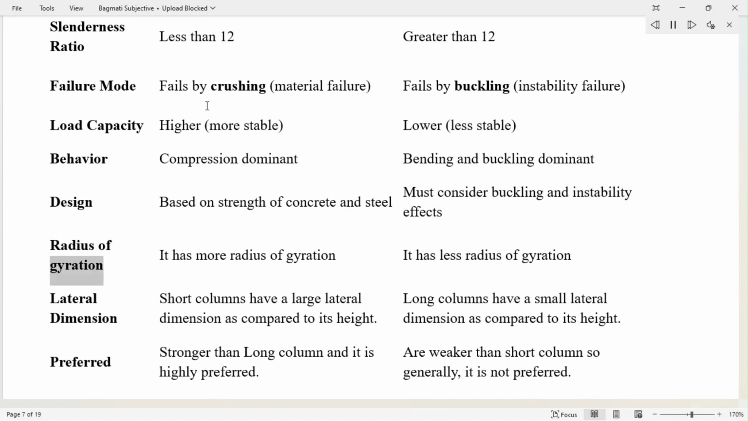Radius of gyration: short columns have more radius of gyration; long columns have less. Lateral dimension: short columns have a large lateral dimension compared to their height; long columns have a small lateral dimension compared to their height. Preferred: short columns are stronger than long columns and are highly preferred. Long columns are weaker than short columns, so generally they are not preferred.